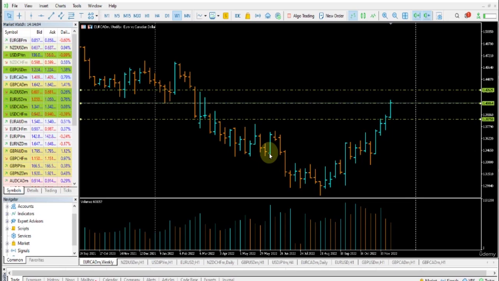That means that side is winning. And this is a currency market, so wherever the currency is more than the other side, what does that mean? That means that side is winning.